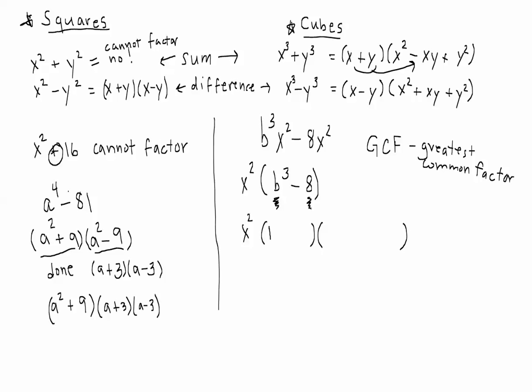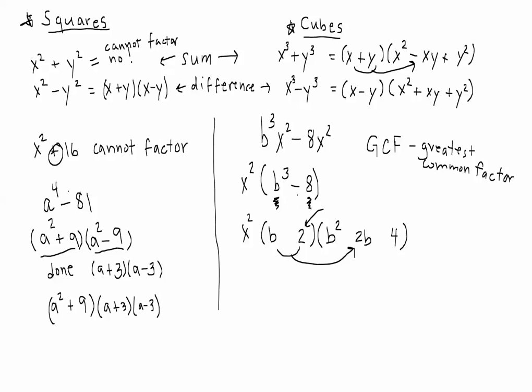The cube root of b cubed is b. The cube root of 8 is 2. Now what goes in the first place is the first one squared. What goes on the end is this last term right here, squared, and 2 times 2 is 4. And then what you put in the middle is you multiply those two together and write that in the middle, so that's where you get your 2b.